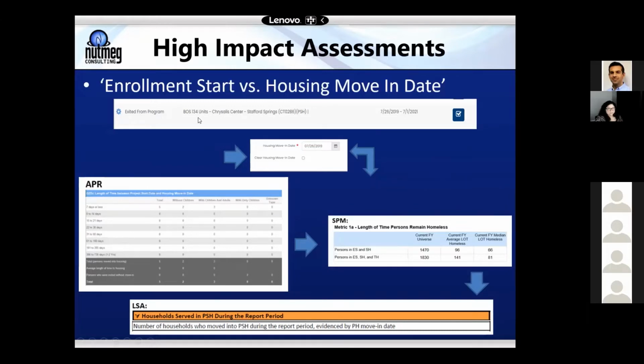So enrollment start and housing move-in date have, again, their own ripple effect through the system. Housing move-in date will also land on APR question 22C, table 22C. It also influences metric 1A, and 1B for that matter, on SPM. And it also impacts LSA, which looks at the move-in date values for everybody in the projects.